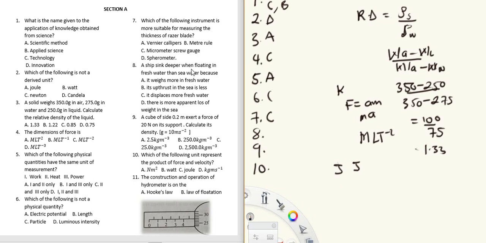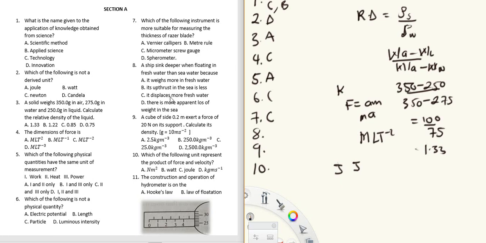Ships sink deeper when floating in fresh water than seawater because, and then you have the options here. It weighs more in fresh water is not true. The weight is still the same. Its upthrust in seawater is less. It's not true, because if that is so, it will rather sink deeper in sea. But it's saying that it sinks deeper in fresh water.